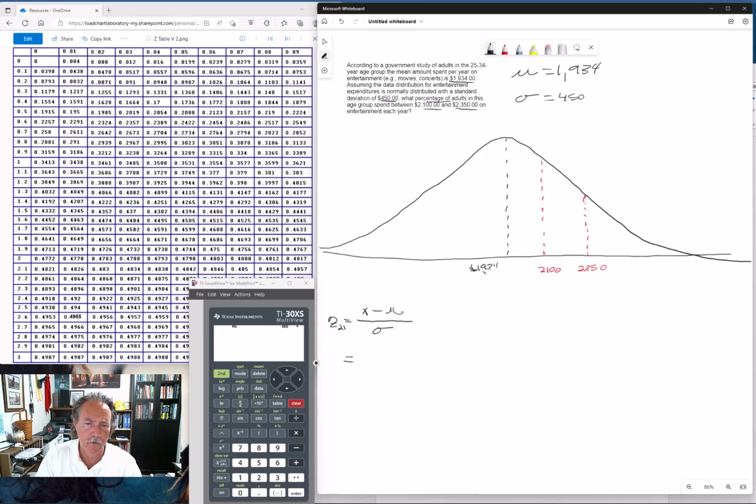Plug in our values. We have 2,100 minus 1,934 over 450, our population standard deviation. 2,100 minus 1,934 equals 166. And bring that down here in our next iteration. Bring down our 450.